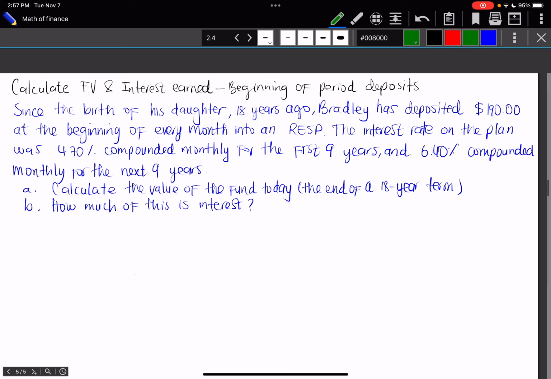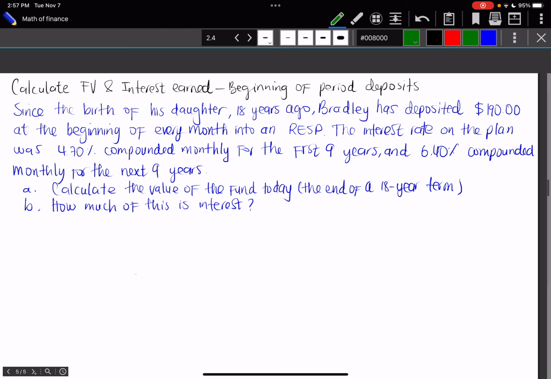Since the birth of his daughter, 18 years ago, Bradley has deposited $190 at the beginning of every month into an RESP. The interest rate on the plan was 4.70% compounded monthly for the first 9 years and 6.40% compounded monthly for the next 9 years. First, we want to calculate the value of the fund today. Second, we want to know how much of this fund is interest.